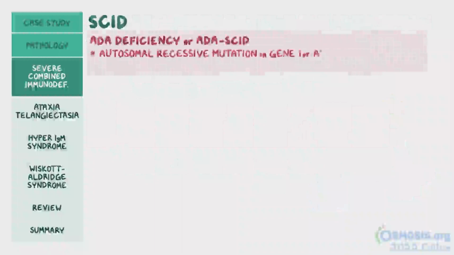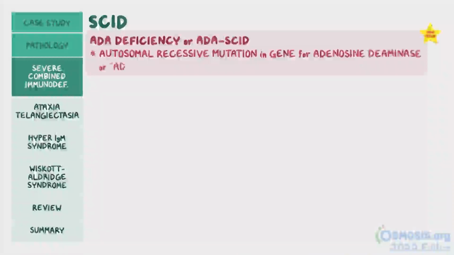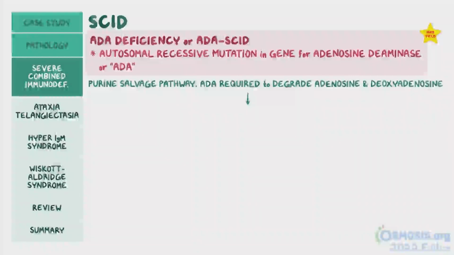Another high-yield form of SCID is ADA deficiency, or ADA-SCID, which is caused by an autosomal recessive mutation in the gene coding for adenosine deaminase, or ADA. Now, normally in the purine salvage pathway, ADA is required to degrade adenosine and deoxyadenosine. As a consequence, there's accumulation of adenosine and deoxyadenosine, and these can be toxic to B and T lymphocytes.